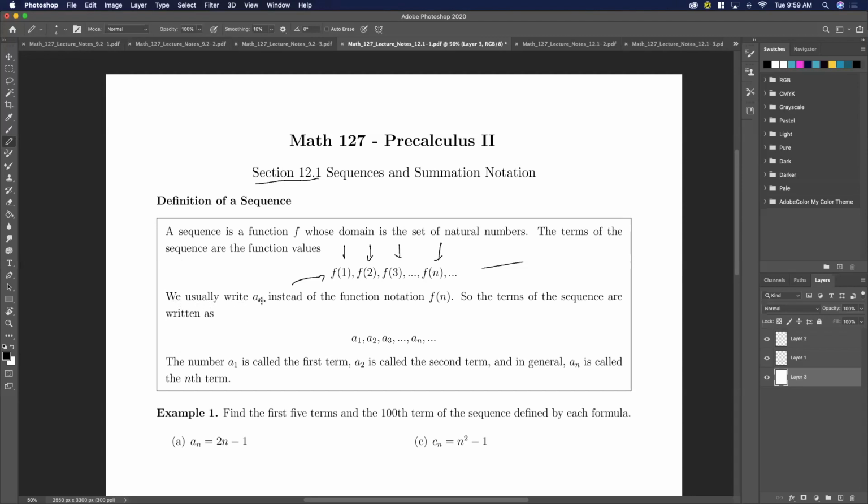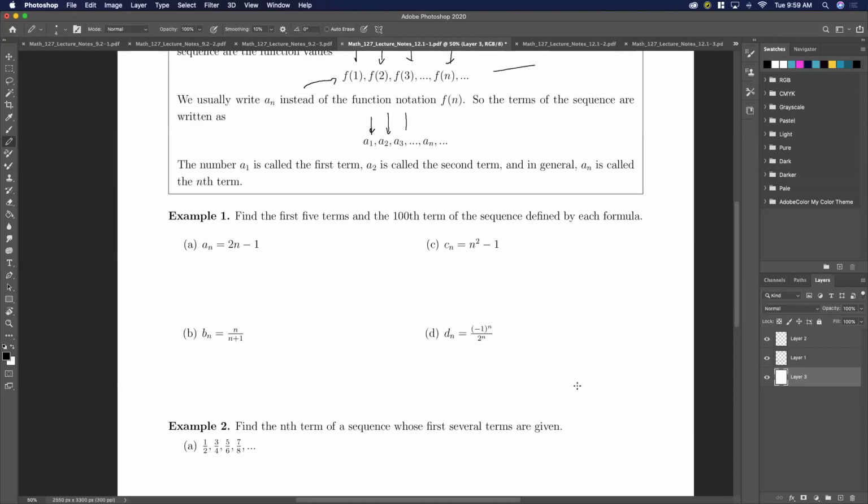So you usually write a_n as a function. So instead of writing f of n, we just use a1, a2, a3, a4, and so forth, right? This is called the first term, second term, and this is called the general term, or the nth term, right? So I'm going to do a couple of these. I'll have you guys do a couple, so I'm not doing them all.